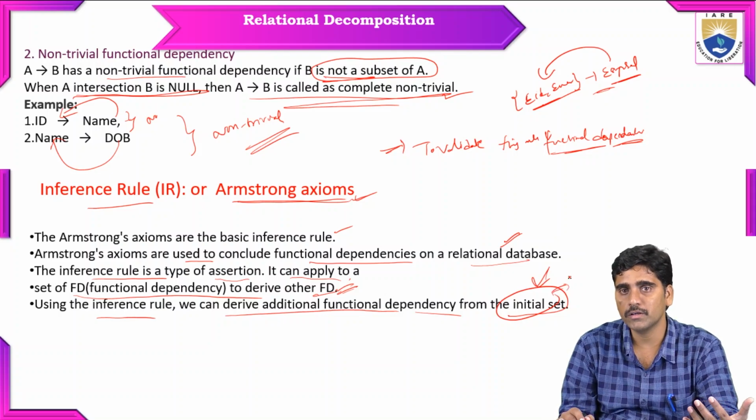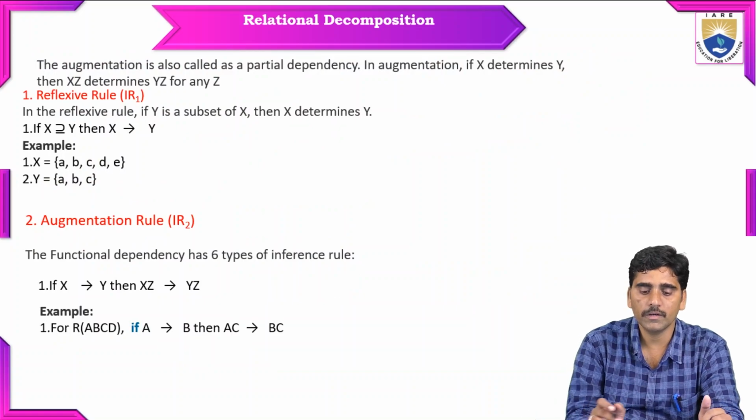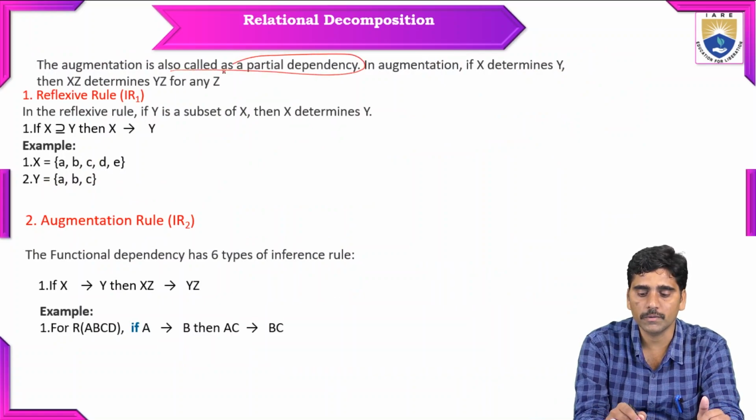So this is the way of applying the rules to functional dependencies. So what are the rules that we are going to use? The augmentation is also called partial dependency.